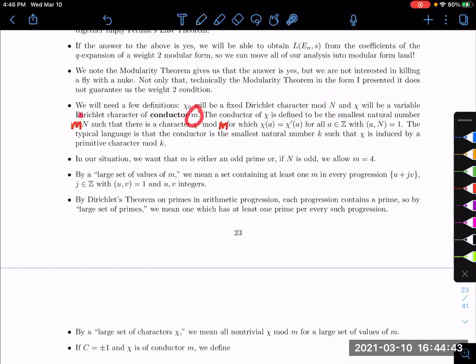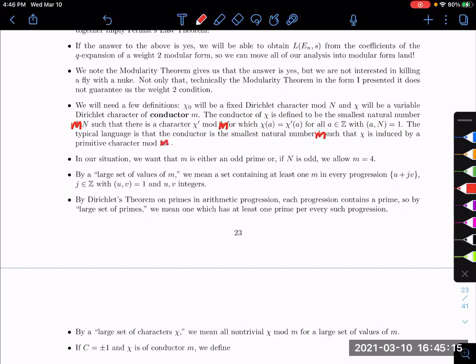It's called m right here. Then I changed it to k for some reason. For which the values of chi prime at a equal the values of chi at a, as long as a and n are coprime, a and capital N are coprime. If you don't, there's a nicer, more elegant way of saying this in the literature. It's the conductor is the smallest natural number m, such that chi is induced by a primitive character mod m.